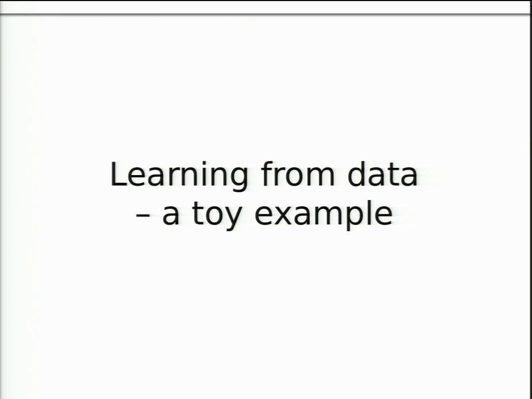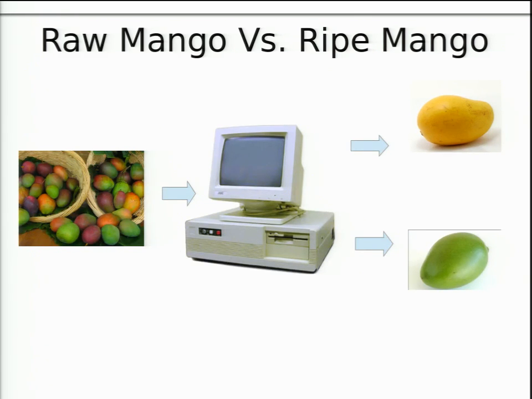So let's look now at a toy example to get a better understanding of this. It is summer, and I'm sure all of you like mangoes, right? So suppose I have a set of mangoes. If you eat too many raw mangoes, you would get a stomach upset. So you're given a set of mangoes and you want to pick only the ripe mangoes, right? But you are all experts with mangoes and you can very easily differentiate raw mangoes from ripe mangoes.